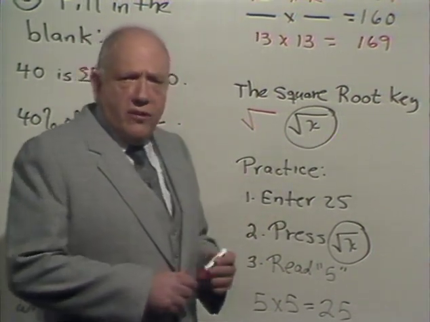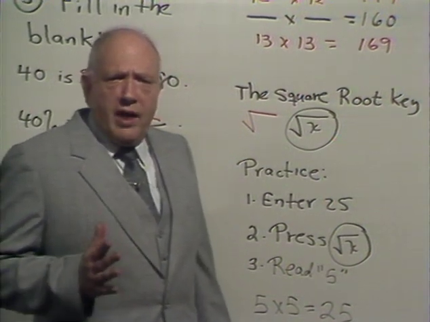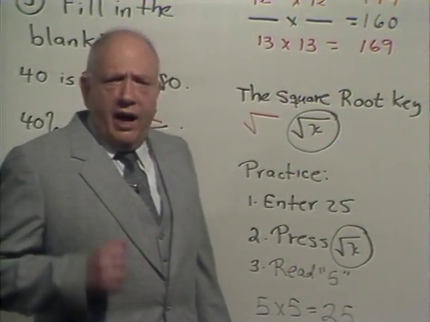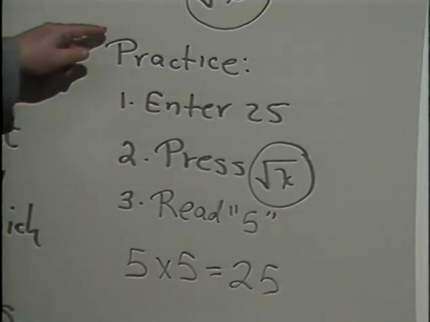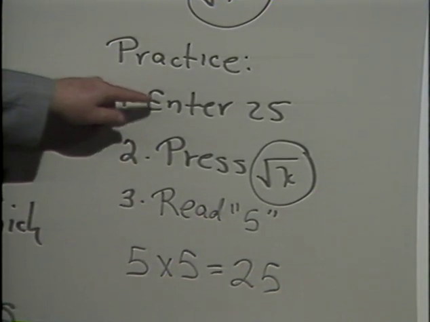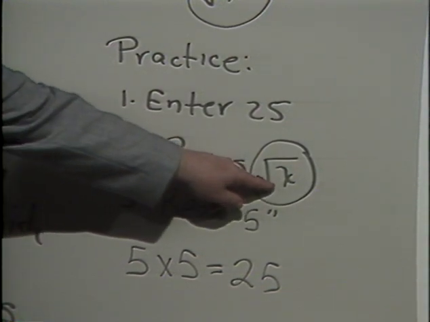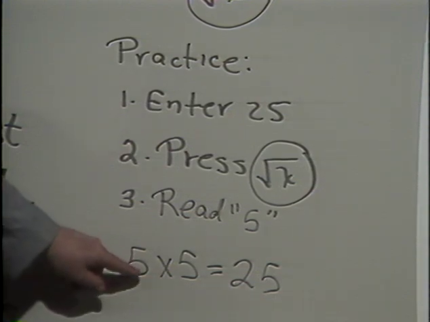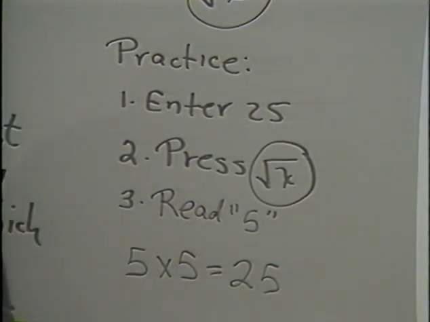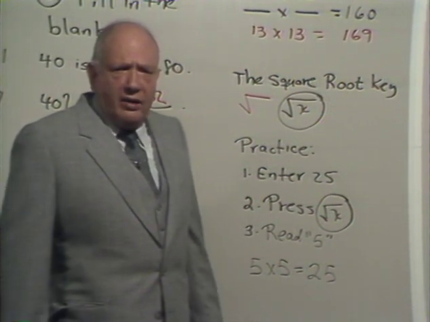Suppose I want the square root of 25. Hopefully you all know what that number is. What number multiplied by itself is 25? It's 5, isn't it? Okay, so let's take a look here and see what happens. I enter the 5, I press the square root sign, and I read the calculator and 5 appears. And let's check it out. Is 5 times 5 equal to 25? Sure, but you didn't need the calculator for that.